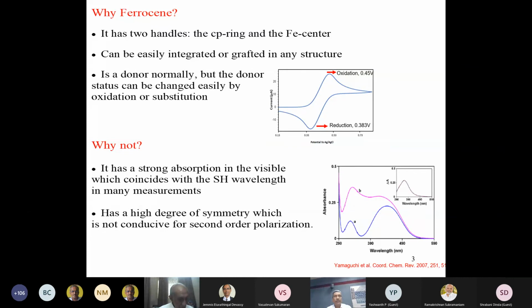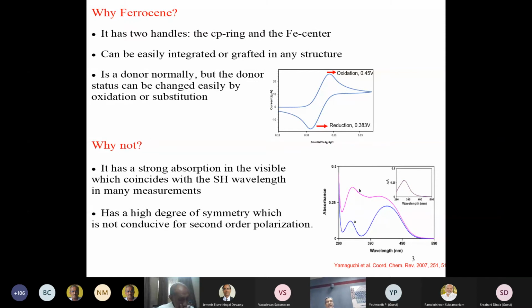So normally ferrocene is a donor, but this donor status of ferrocene can be changed if you just oxidize the iron center. That is why we wanted to see how integrating ferrocene in a molecule, or as part of a large structure, can alter the second order polarizability of the entire molecule.